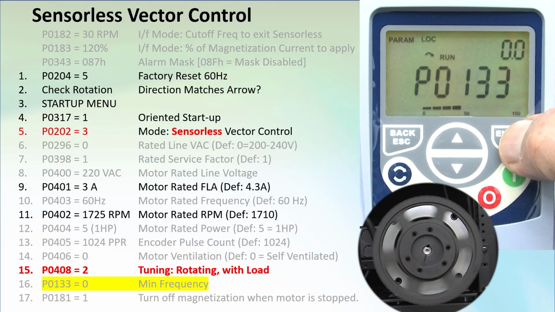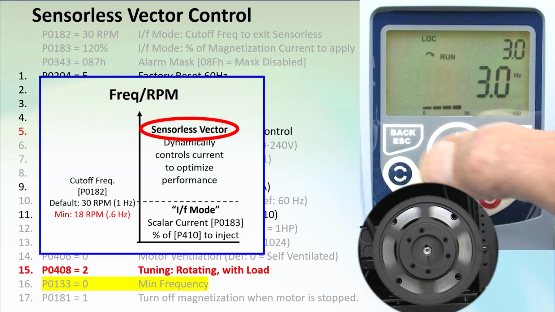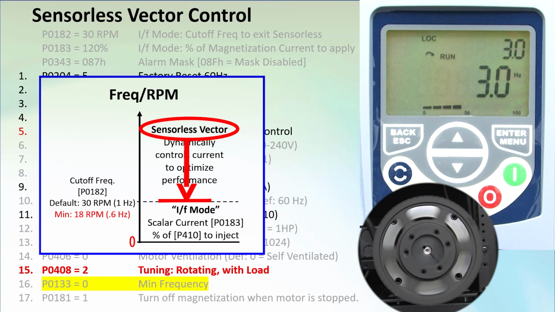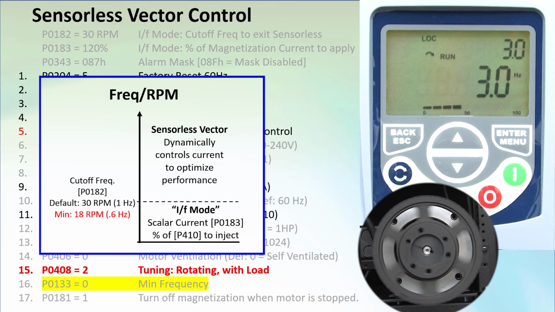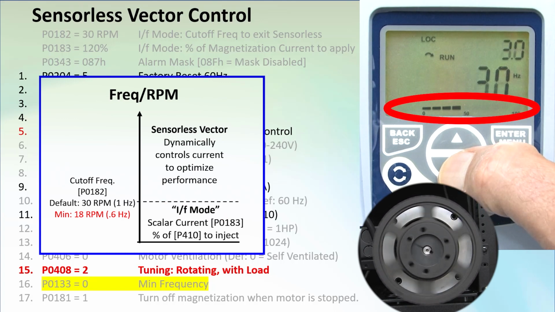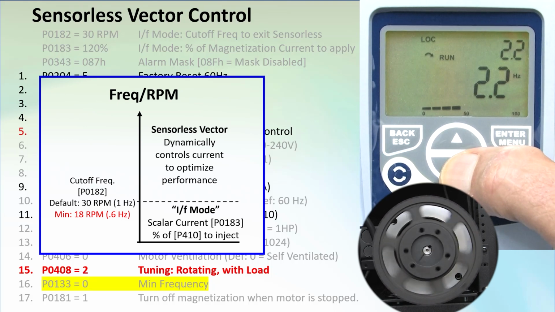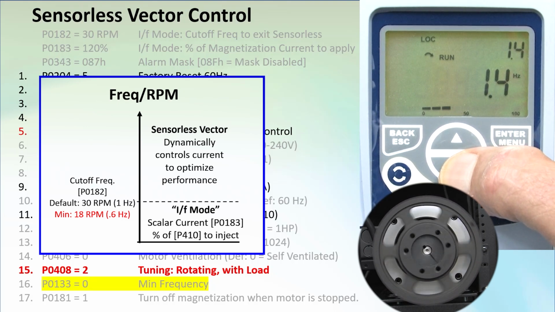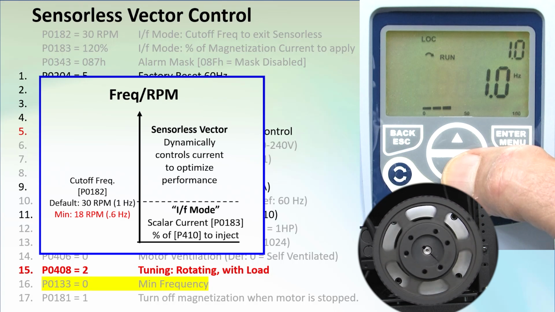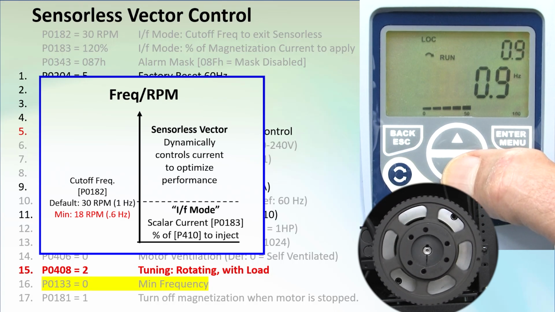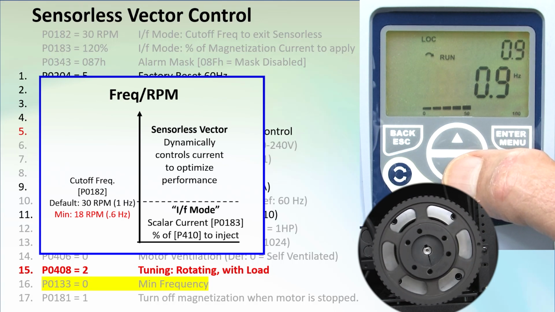Now remember, sensorless vector can't go all the way down to 0 RPM, and we use the default cutoff of 30 RPM, which for our 60 Hz motor is 1 Hz. That means at 1 Hz, the drive should switch over to the IF mode where it just injects a fixed current. So watch the current bar as I scroll down to the 1 Hz cutoff for sensorless vector control. It's running at about 3 bars, or 30 to 40% of rated current. If we go below that 1 Hz cutoff, yep, the current jumped to 5 bars, and it stays there.